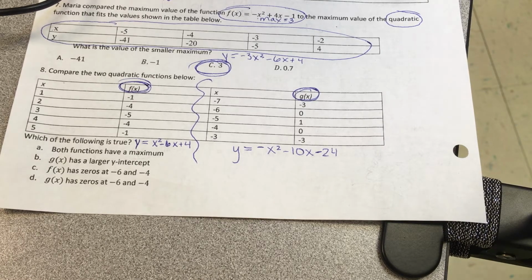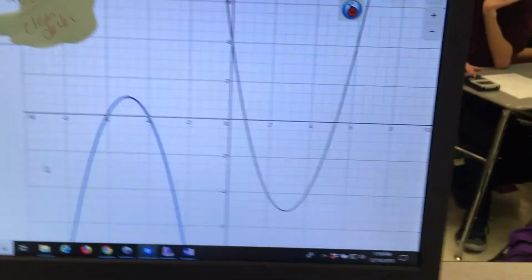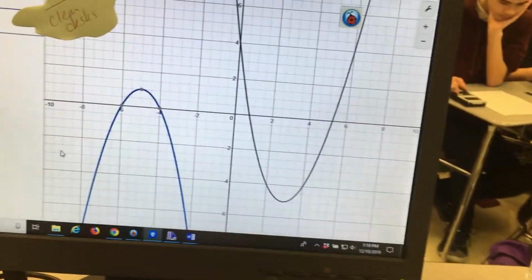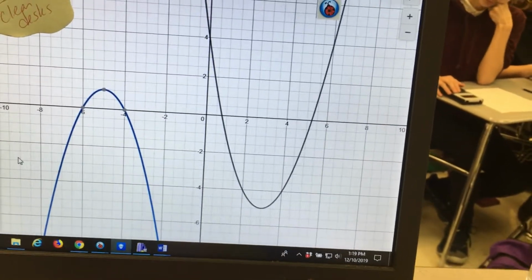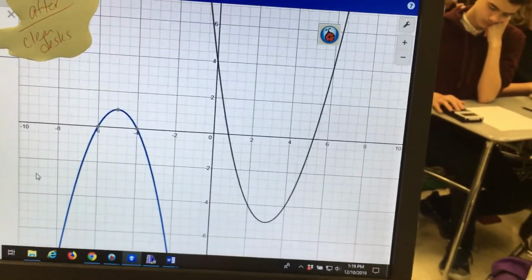All right. And Tamika, what should I do with these two things now? Put them in Desmos and look at the picture. All right, last one, guys. x squared minus 6x plus 4 and negative x squared minus 10x minus 24. All right, so if you look at it in Desmos, Charles, do both functions have a maximum? No, so A, you need to mark out A, guys. One of them has a max and one of them has a min, okay?